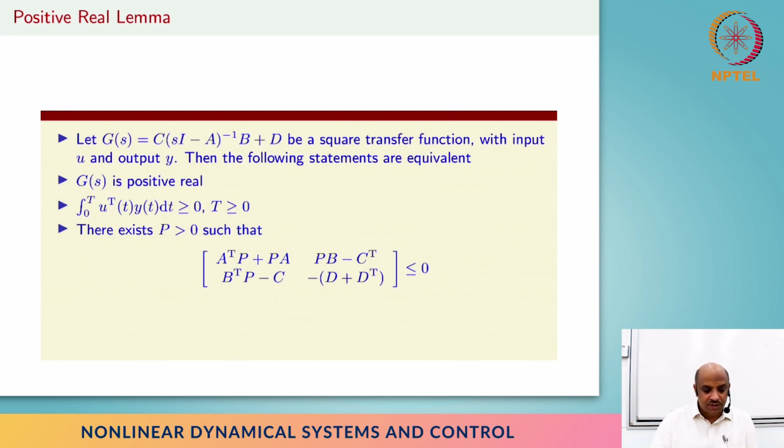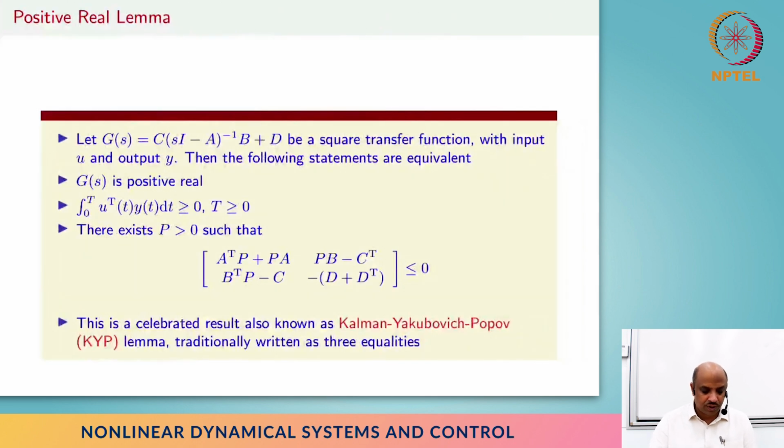But what is of interest is that it's equivalent to this linear matrix inequality, which we know how to check. We just have to check for a positive definite matrix P such that this linear inequality holds, where A, B, C, D are known, whereas P is something that we are searching for. Of course, what it means if we do find P is a separate issue. For the time being, I can check a frequency domain condition through an LMI. That's the purpose of this result.